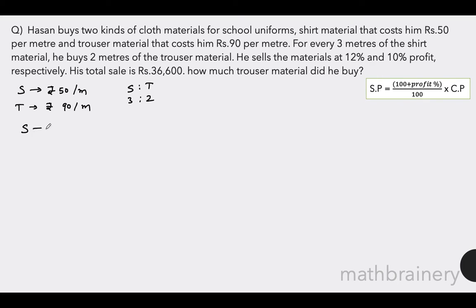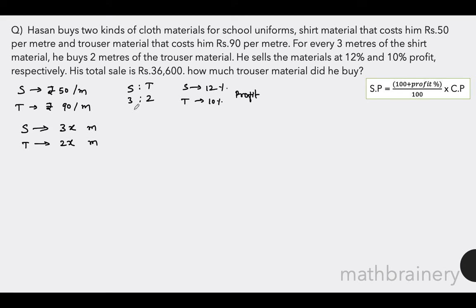So I can assume length of the shirt material as 3x meters and length of the trouser material as 2x meters for some value of x, so that when I take the ratio of these two, it will be in the ratio 3:2. Now what is given? He sells the materials at 12% and 10% profit respectively. That means he sells the shirt material at 12% profit and the trouser material at 10% profit respectively. And the total sale is 36,600 rupees.